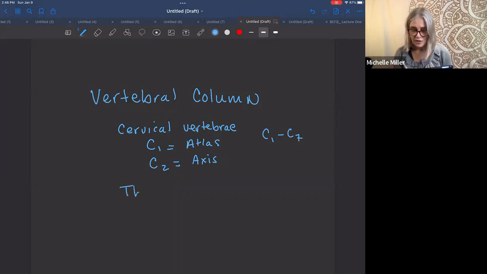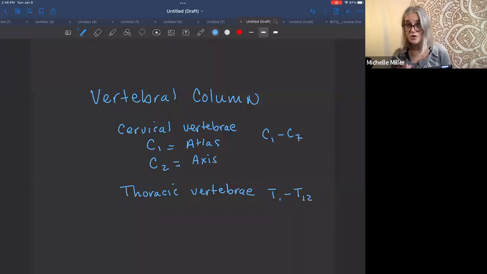Then we have the thoracic vertebrae. And these are actually the ones that connect the ribs to the spine. So this is your mid spine. And how many are there? We eat lunch at noon. So there's like T1 through T12. So there's 12 thoracic vertebrae.